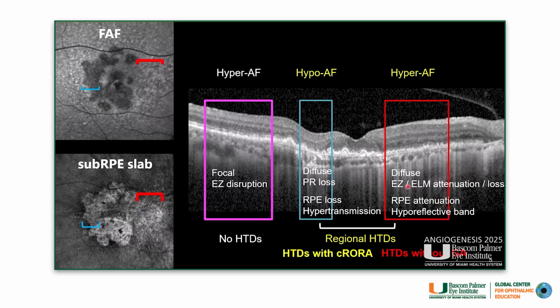On this corresponding OCT image, the red box HTD area shows diffuse EZ and RPE attenuation with an underlying hyporeflective band. So although this HTD does not yet meet the criteria for cRORA, it already shows more advanced photoreceptor and RPE damage compared with the hyperautofluorescence region without HTD in the pink box.